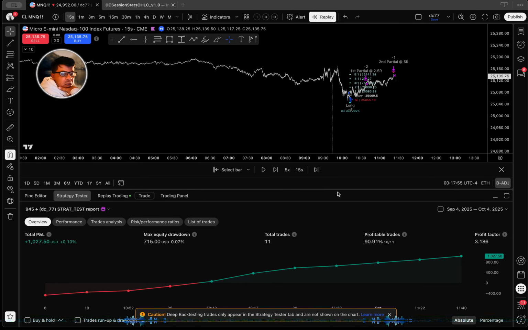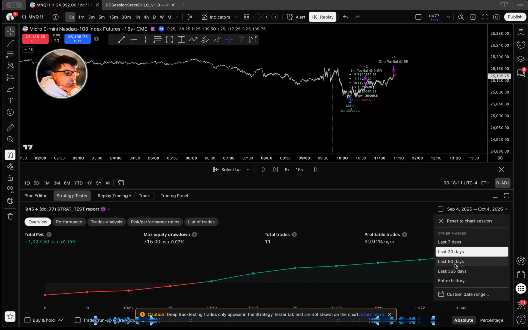I'll bring it. So here's a 30-day performance, max drawdown. And here we're just talking about 5 micros, 0.07%, $1,000, 11 trades, 90% win rate, profit factor 3.81. Let's go last 90 days.